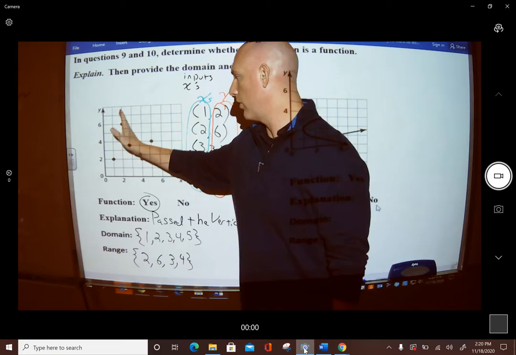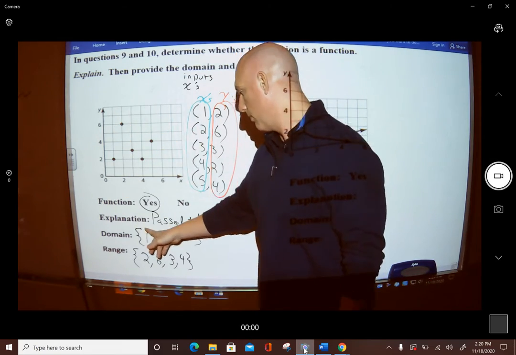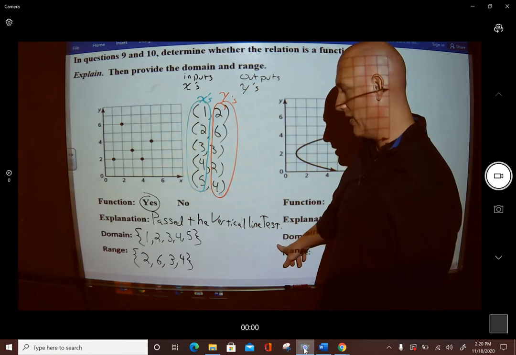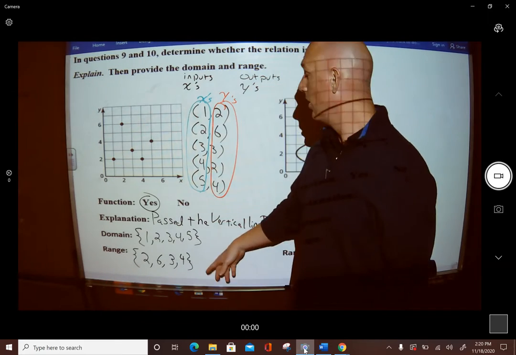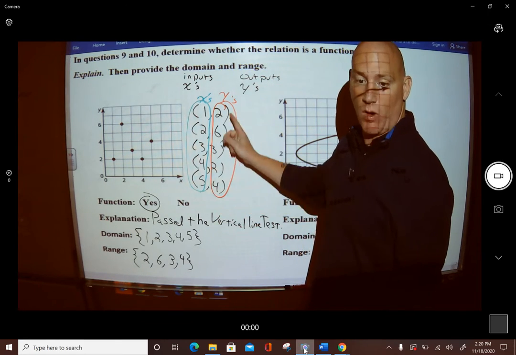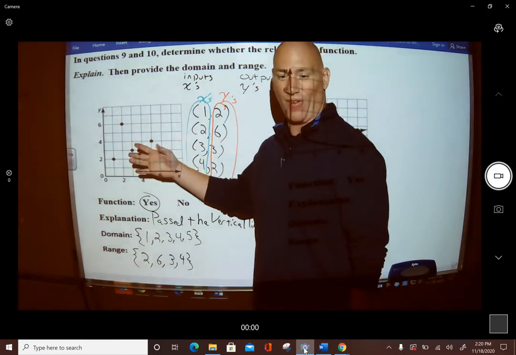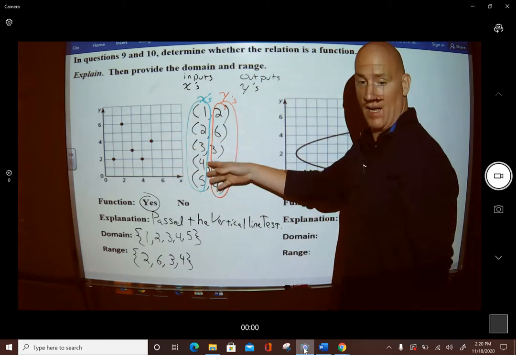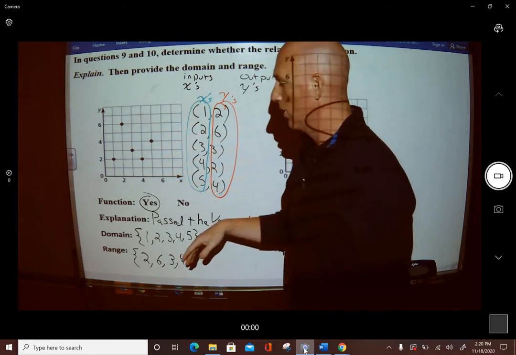Okay? So when they give us a discrete graph, all you have to do, check if it's a function. Still use the vertical line test. It's a function because it passed the vertical line test. Domain, range, just tell me what all the x's are and all the y's are. If they give you a graph like this, I suggest writing out all the points.